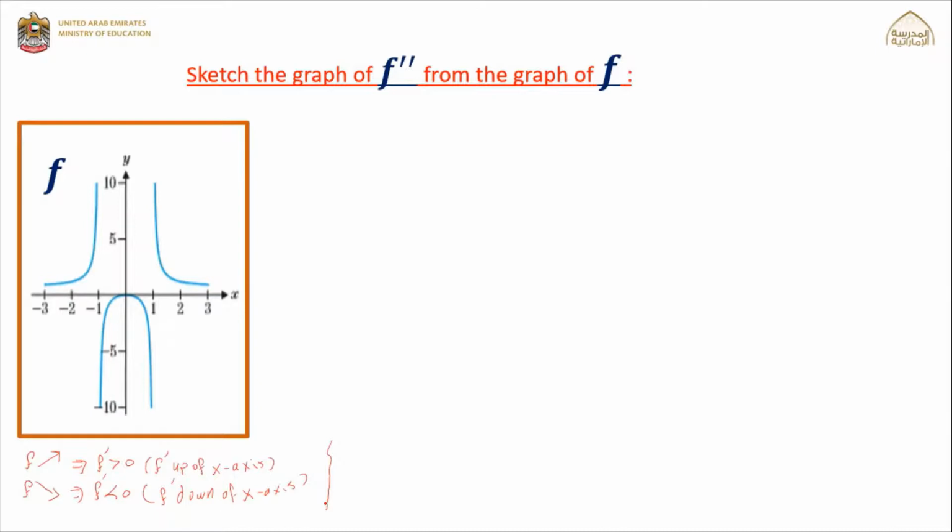We can tell you also, if f is concave up, that means f prime is increasing. If f is concave down, that means f prime is decreasing. This information will help you in your sketching.